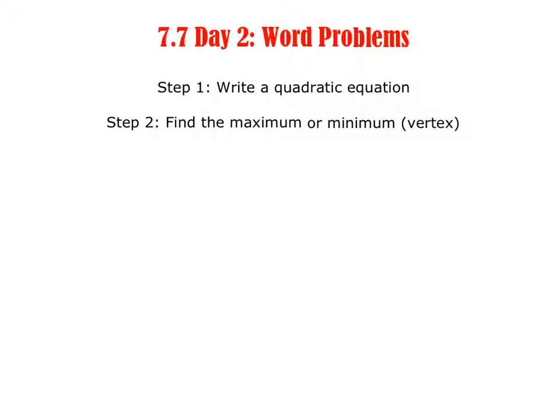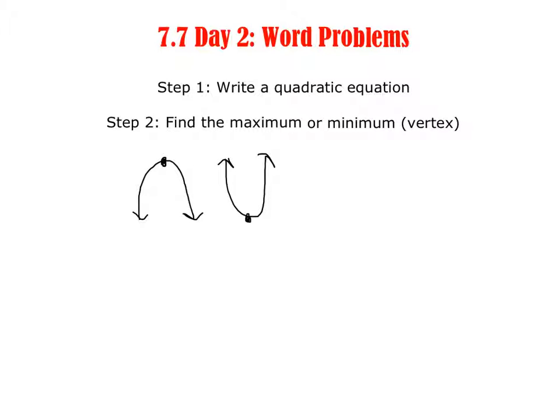Okay, in lesson 7.7, day 2, we're working on word problems. As we're dealing with quadratic equations in this chapter, for all of the word problems, you will, step 1, need to write a quadratic equation. And then step 2, we'll be talking about finding the maximum or minimum of something. So that makes sense that we'll be talking about parabolas then, or quadratic equations, because the vertex always is a maximum or minimum depending on which way the parabola is facing.